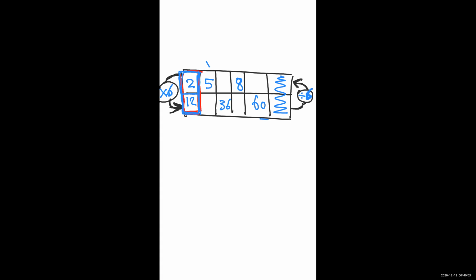Okay, so 5 multiplied by 6 will be 30. 36 divided by 6 will equal 6. 8 multiplied by 6 is 48. 60 divided by 6 is 10. Finished. Is it okay? Yes. Okay, great. Then the next one.